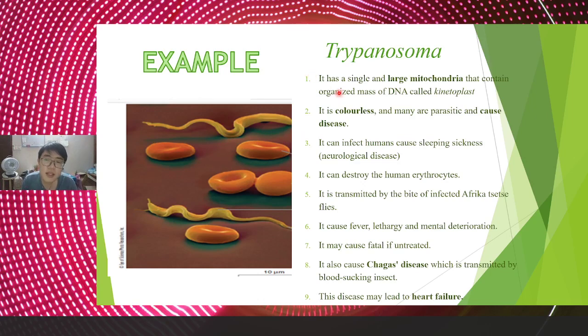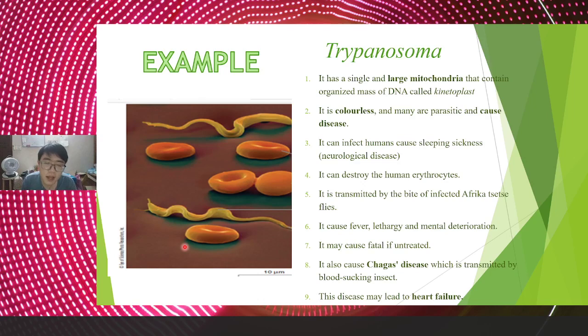blood. So it has a single large mitochondrion that contains an organized mass of DNA called kinetoplast. The cell will contain a large mitochondrion that contains an organized mass of DNA called kinetoplast. And then it is colorless, and many are parasitic and cause disease. It is parasitic. Parasitic means it must rely on one of the organisms. If not, it cannot survive.